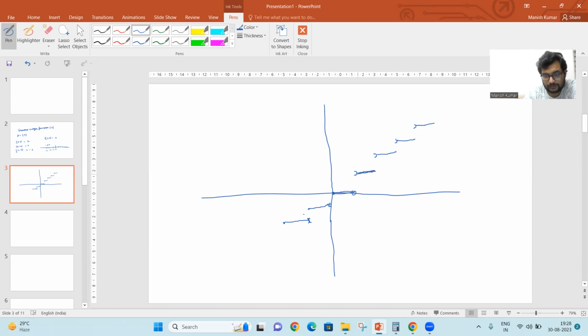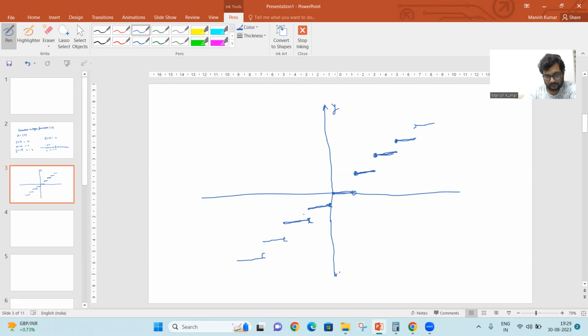For any value between 1 and 2, and 3 for any value between 3 and 4, 4 for any value beyond that. Same in the negative direction: -1 for any value between 0 and -1, -2, and like this. Okay, you can label it like this.